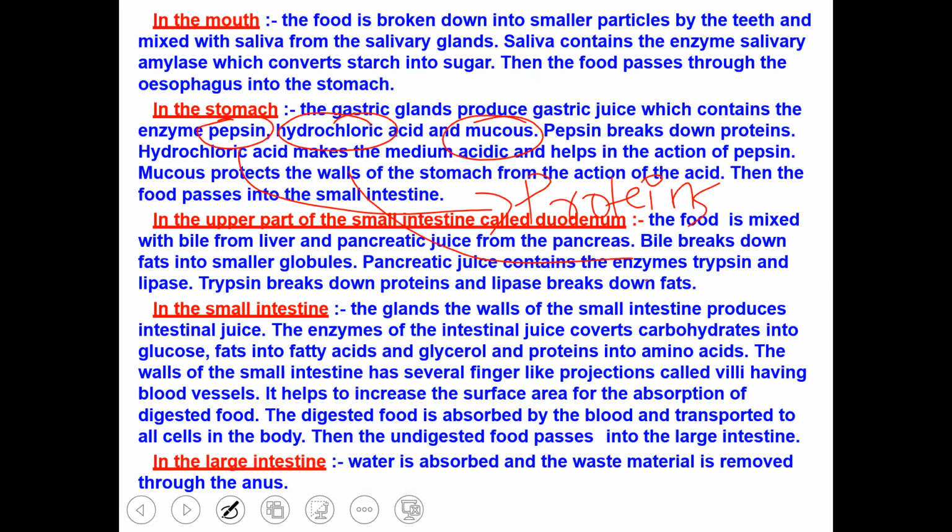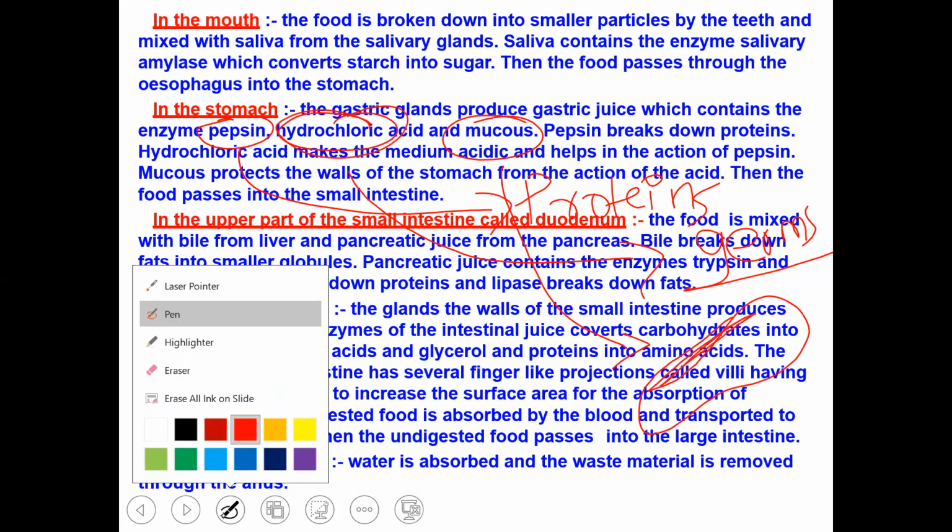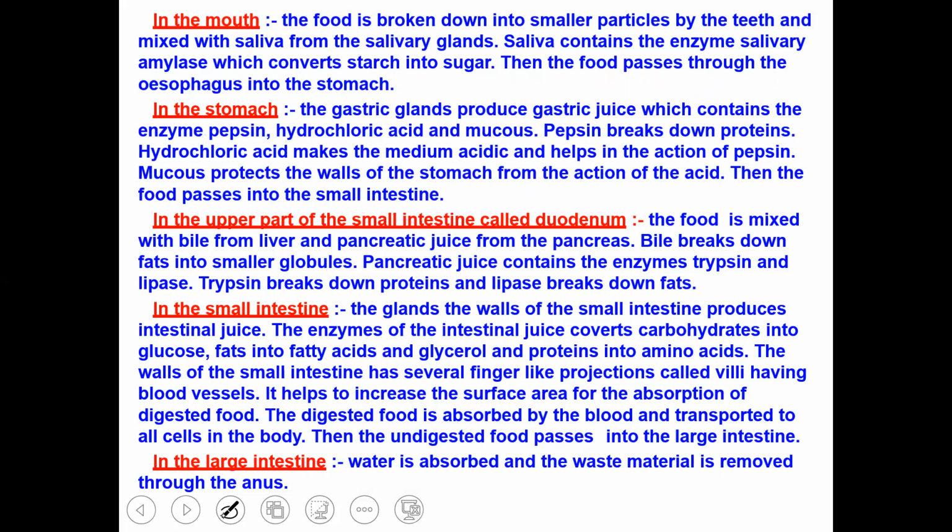Next, hydrochloric acid will act on germs present in the food. Germs or the microorganisms which are present in the food will be killed by the hydrochloric acid. Mucus protects the stomach from the acidity of the hydrochloric acid. Then in the stomach, the food will be partially digested. So only protein digestion takes place in the stomach, where the protein will be converted into simpler molecules.